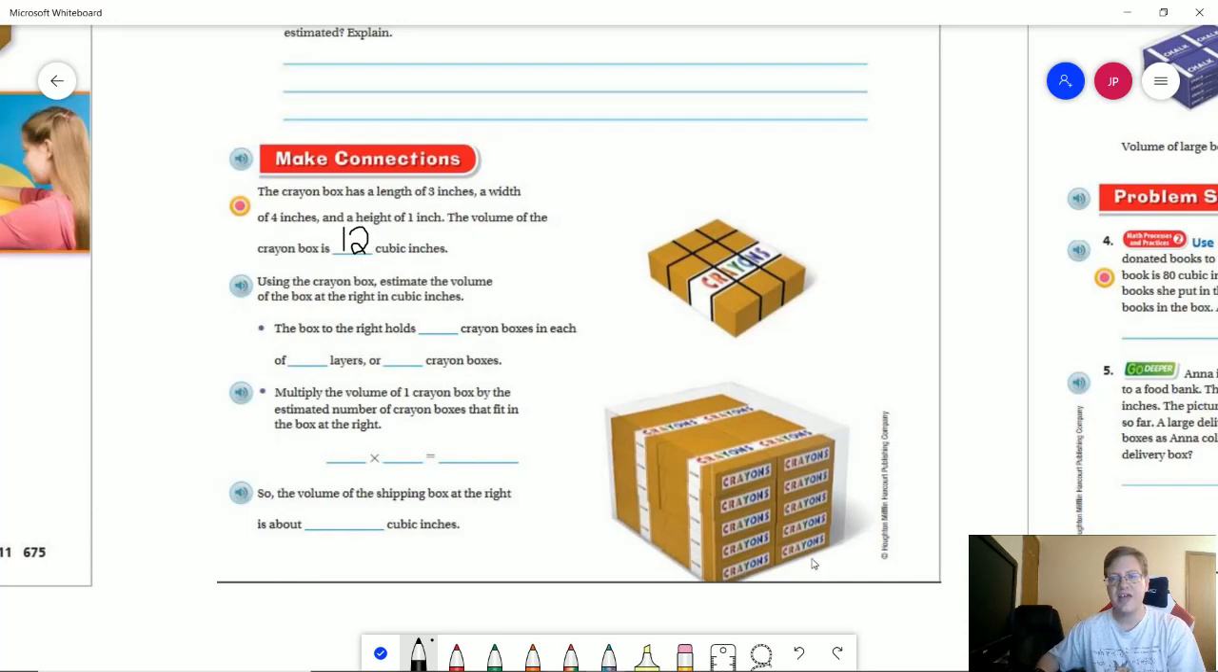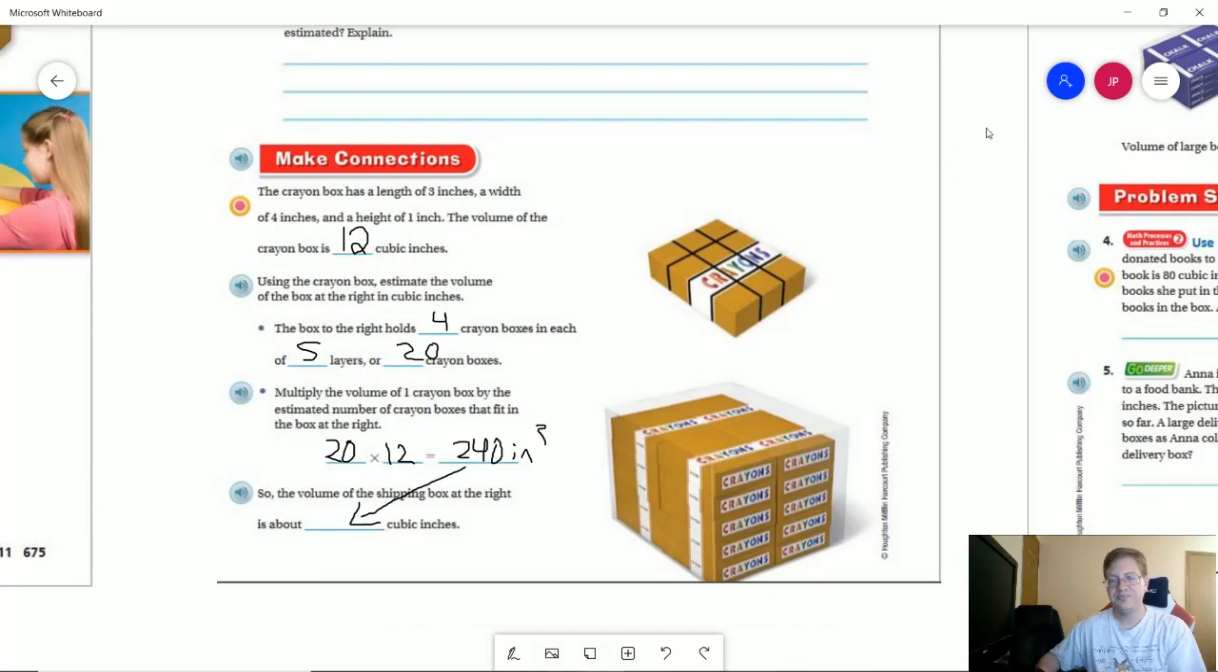We are going to end up having a bottom layer of 4 crayon boxes. So the box is going to have 4 boxes in each layer, and we're going to have 1, 2, 3, 4, 5 layers, which is going to give us 20 crayon boxes. And so we can do 12 times 20, or I'm going to write it as 20 times 12. That's going to give us 240 cubic inches. And so that would be our volume that we would write in there.